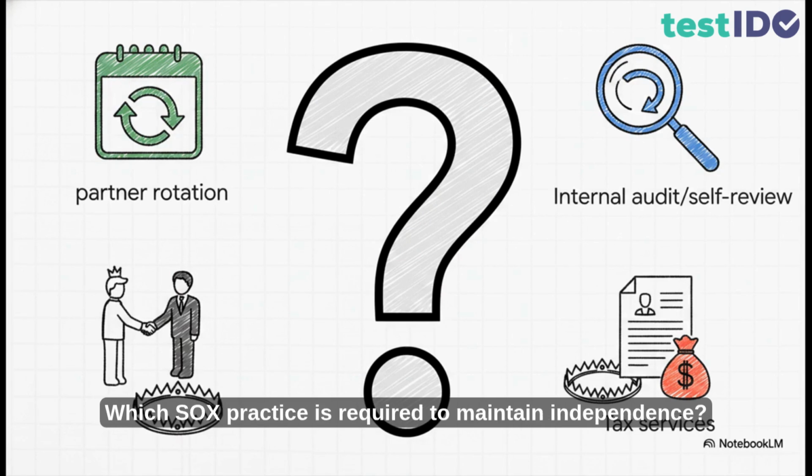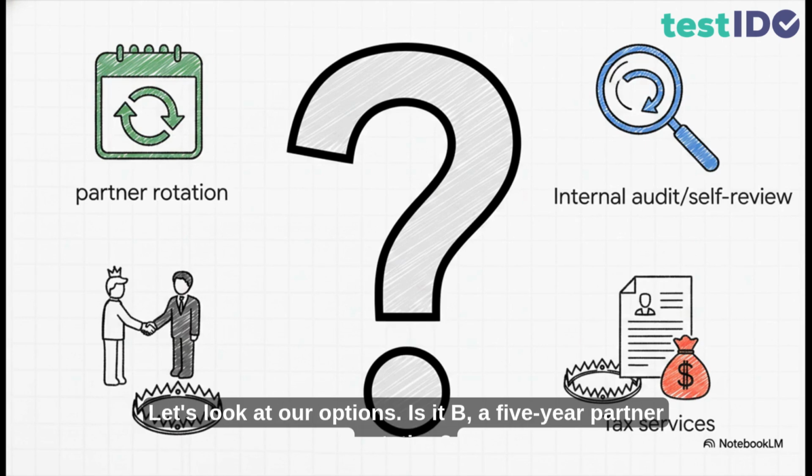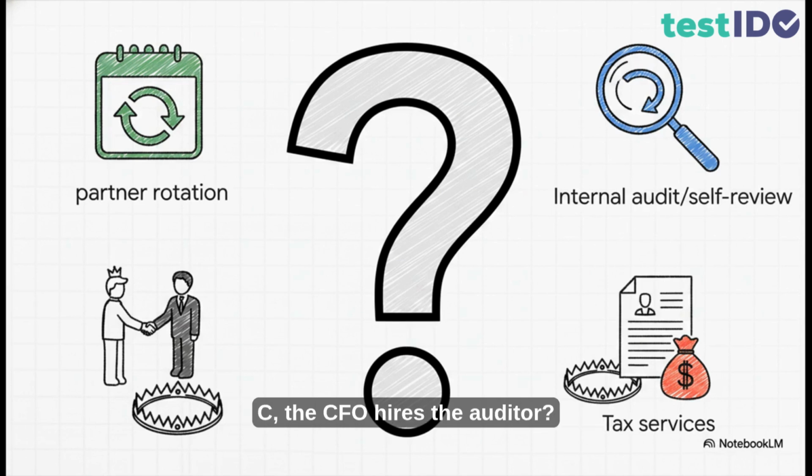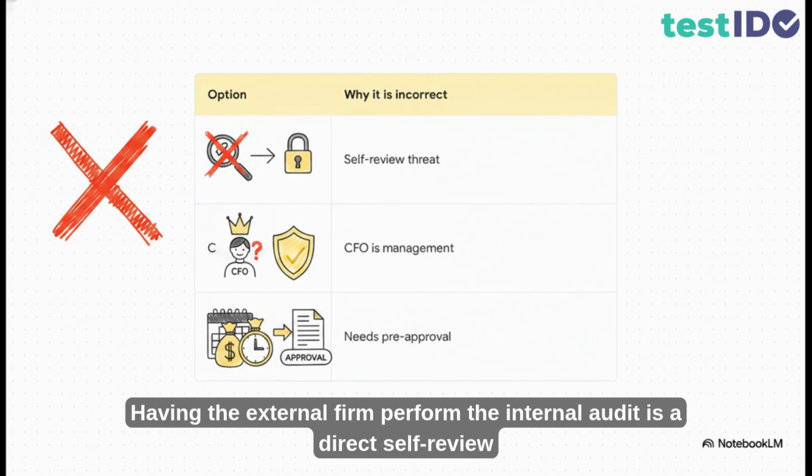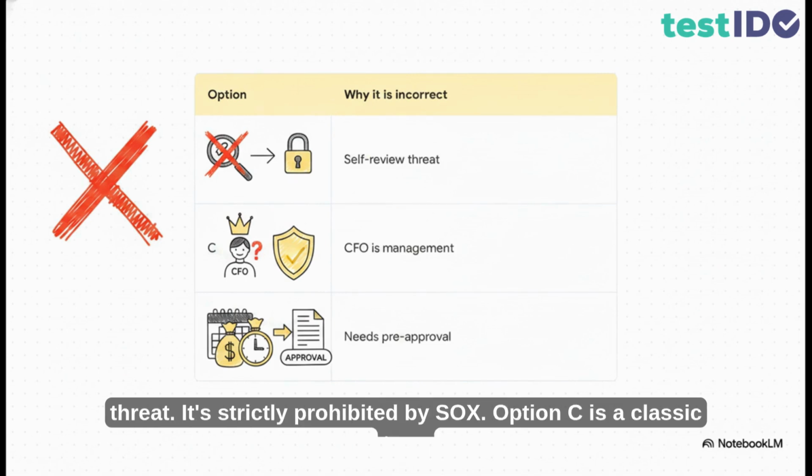Which SOX practice is required to maintain independence? Let's look at our options. Is it A, a 5-year partner rotation, B, the firm performs the internal audit, C, the CFO hires the auditor, or D, providing unapproved tax services? Think back to the traps we just talked about, and let's break these down systematically. Let's eliminate the wrong answers first. Option B? Definitely incorrect. Having the external firm perform the internal audit is a direct self-review threat. It's strictly prohibited by SOX.